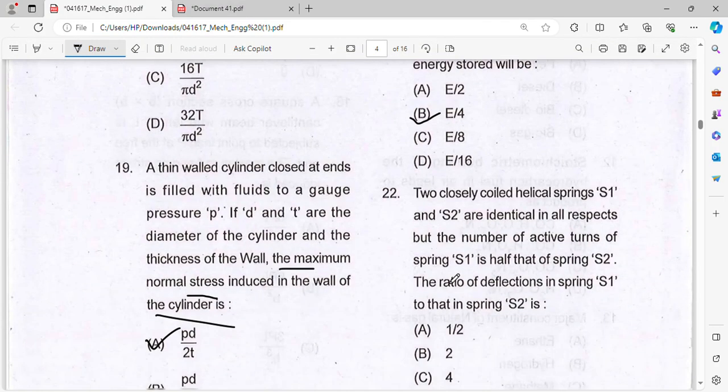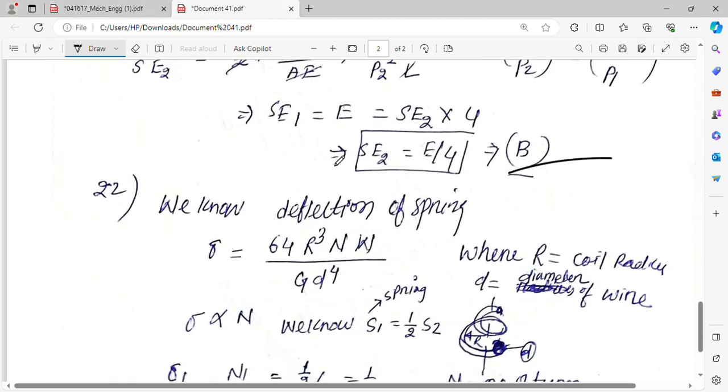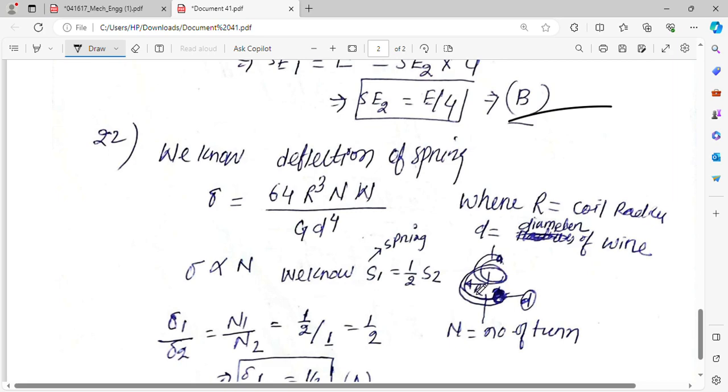Next, question number 22. Two closely coiled helical springs S1 and S2 are identical in all respects, but the number of active turns of spring S1 is half that of spring S2. What is the ratio of deflection in spring S1 to spring S2? We know the deflection formula is 64 R cube N W divided by G d to the power 4, where capital R is the coil radius and small d is the diameter of the wire.